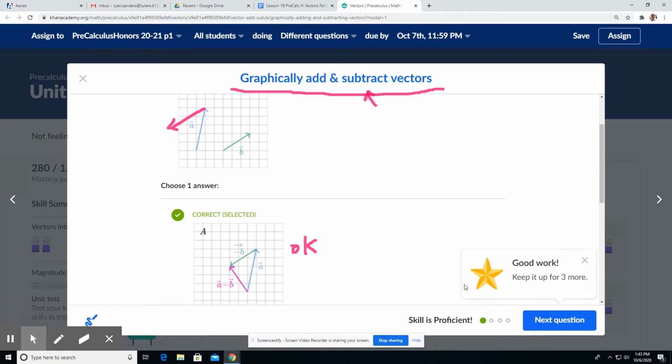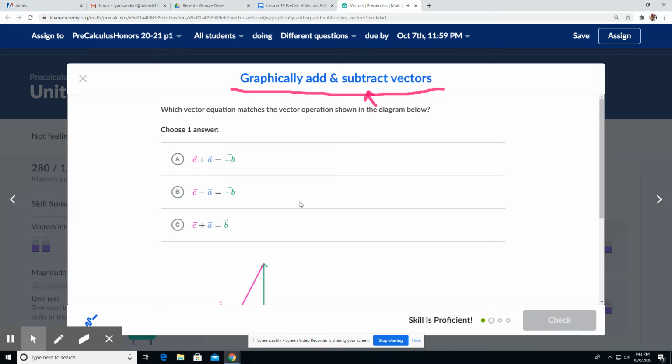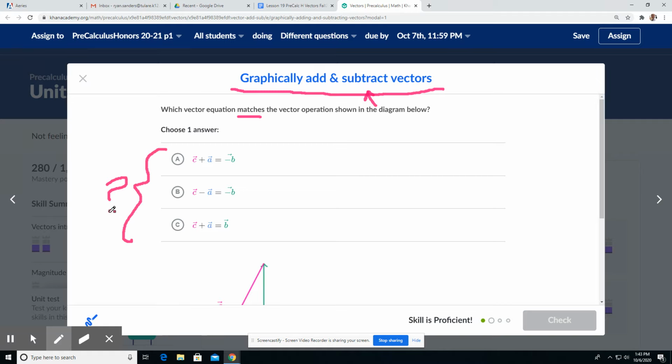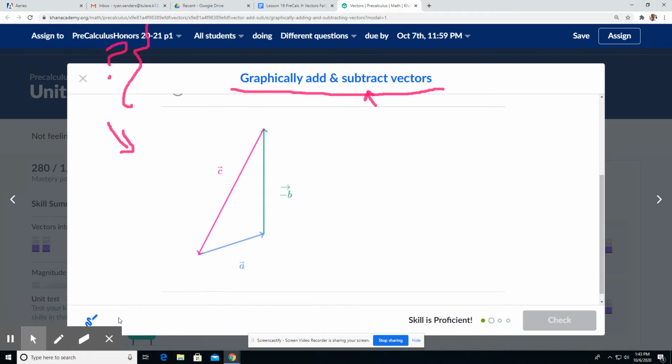All right, so let's do a few more, just to make sure everything makes sense. Which vector equation matches the vector operation shown in the diagram? Okay, we're trying to match here. Which of these possibilities matches what's going on here? Okay, let's take a look. So it looks like we got an A vector here, and nothing's changing on A. B is a negative B right here, and then C goes down this way.